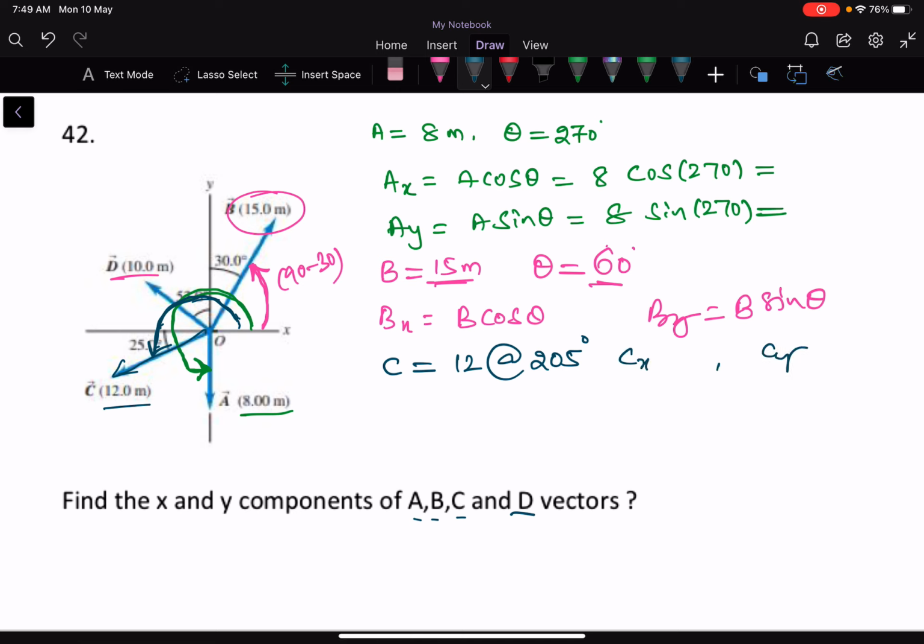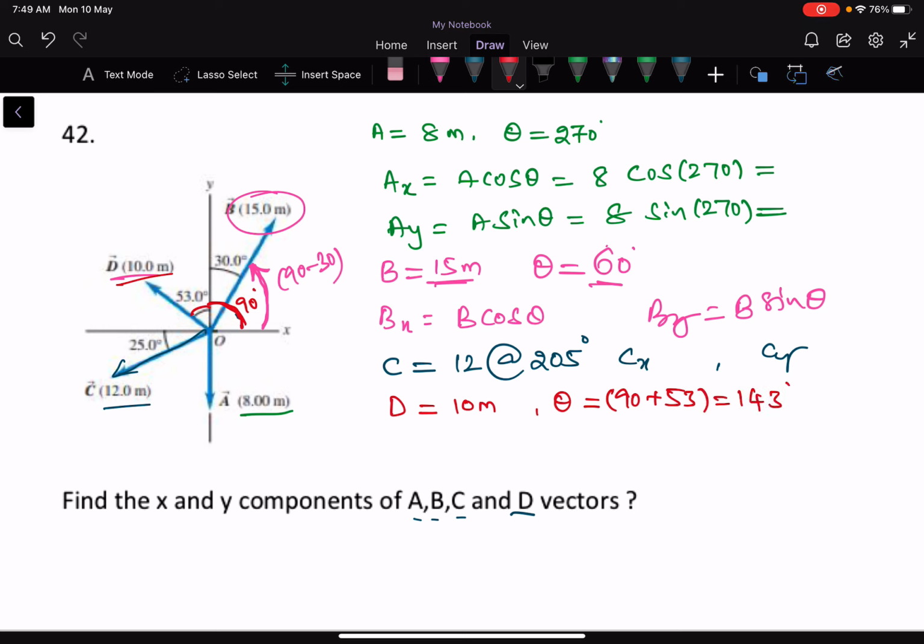Similarly, D. The D magnitude is how much? 10 meters. And the angle for D is how much? From here to here it is 90 plus 53.